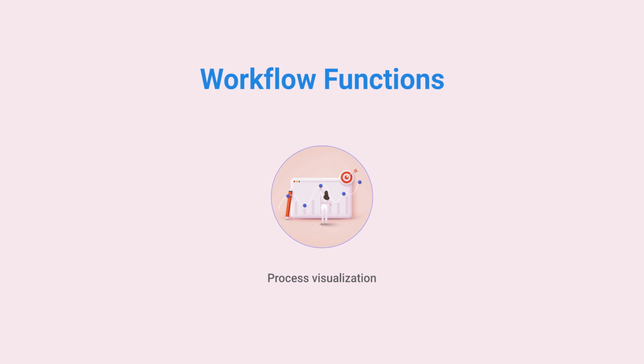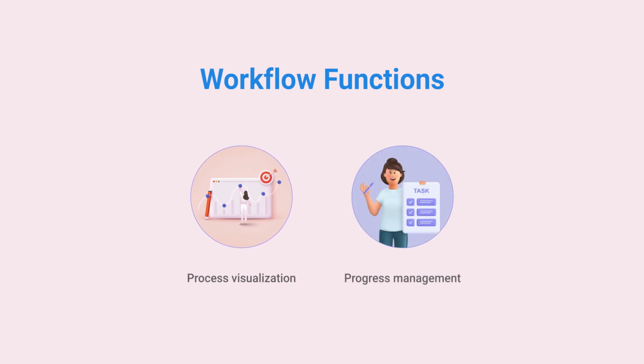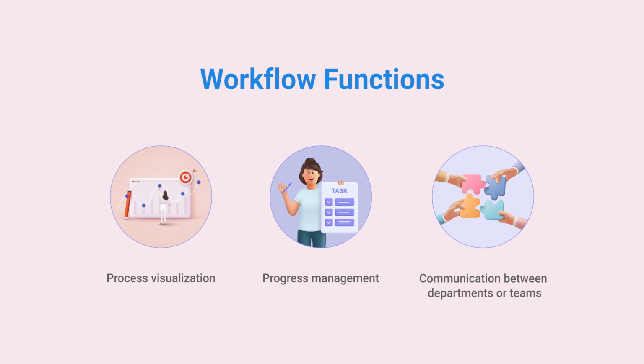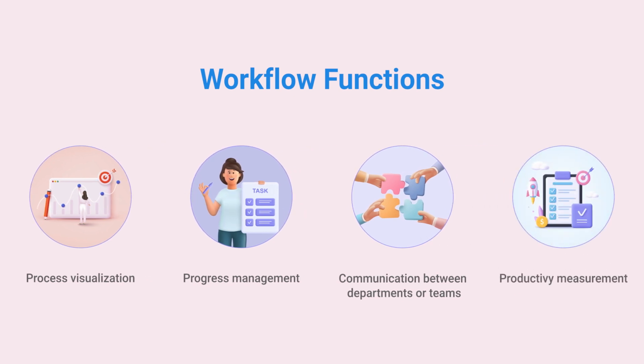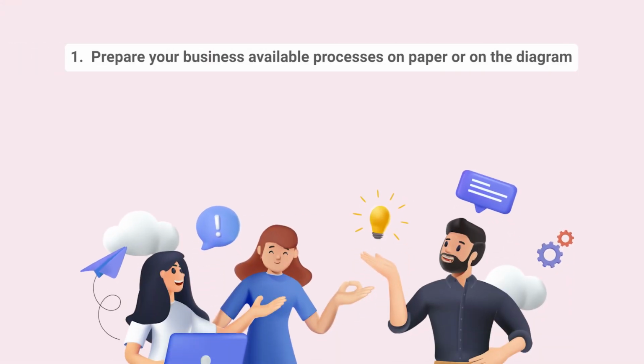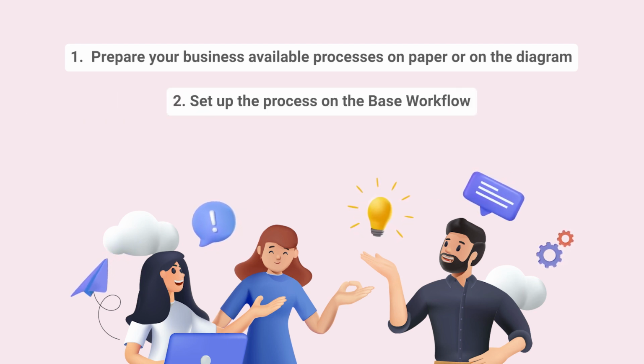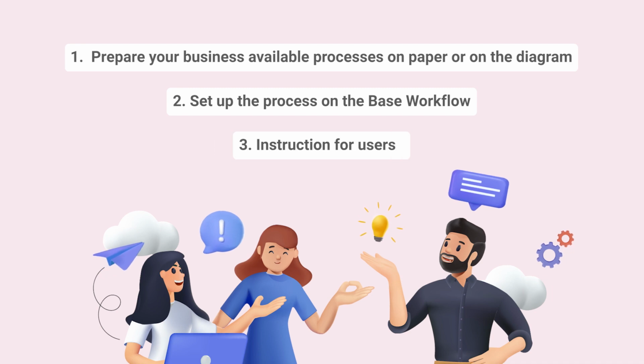Second, since the process is visualized, the business can have an overview of the whole process and what stage each task is being processed at. Third, through Base Workflow, each department can interact with each other on every task during the process. And finally, measure the task efficiency of the objects in the process. To deploy Base Workflow, the business should focus on three main contents. First, prepare your business's available processes on paper or in a diagram. Second, set up the process on Base Workflow. And finally, instruction for the users.